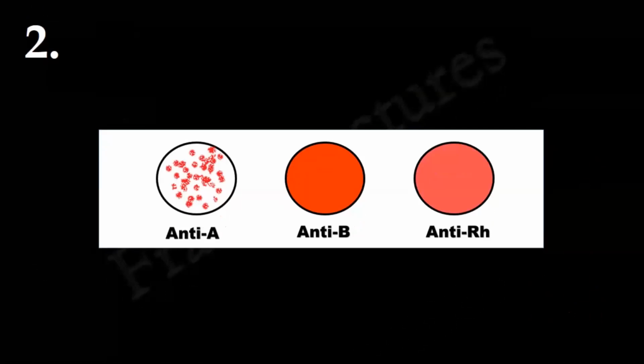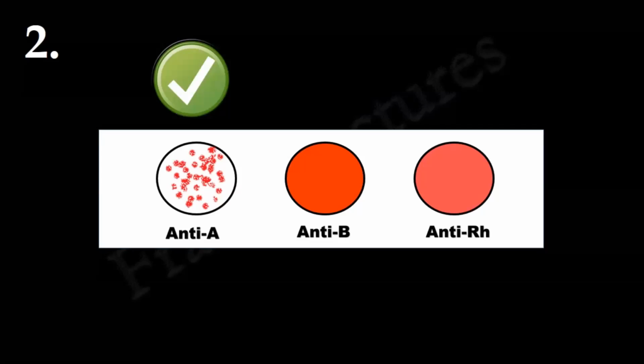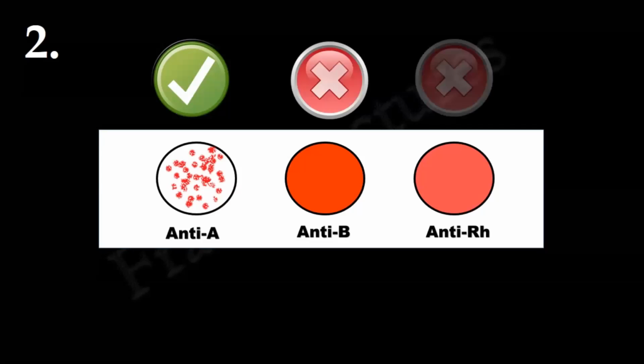Here, agglutination is observed only in anti-A circle. This means antigen A is present on RBCs. No agglutination in anti-B and anti-Rh circle. So, B antigen and Rh antigen are absent. Therefore, blood group will be A negative. Recall that minus sign indicates that Rh antigen is absent.